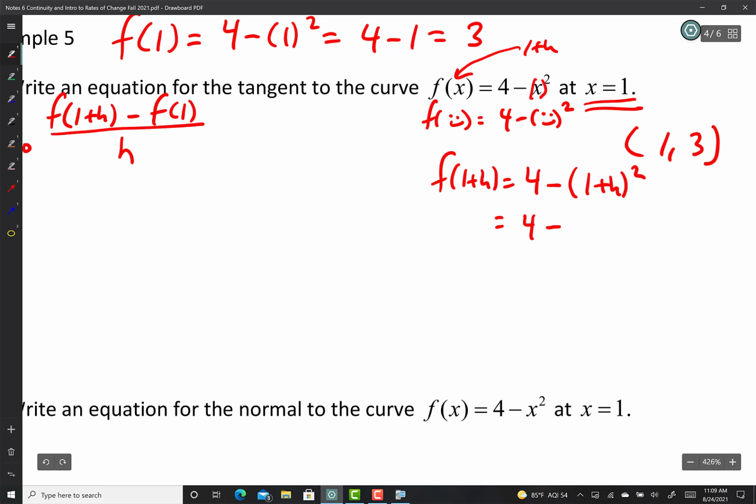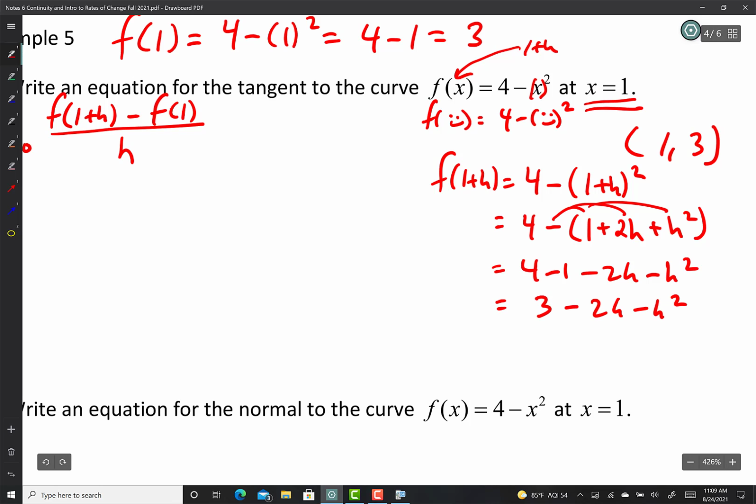4. Now it's just arithmetic, guys. Parenthesis. 1 times 1 is 1. 1 times h is 1h, but you're going to have how many of them? So 2h. And h times h is h squared. Distribute the negative. 4 minus 1 minus 2h minus h squared. 4 minus 1 is 3.